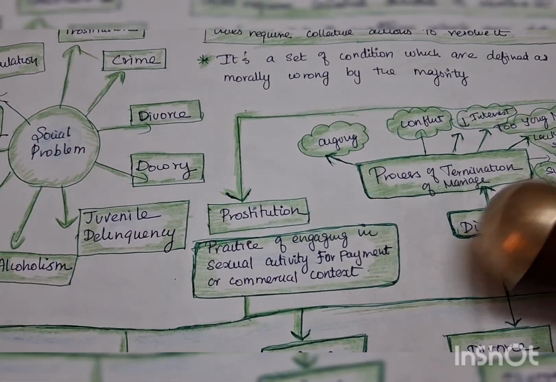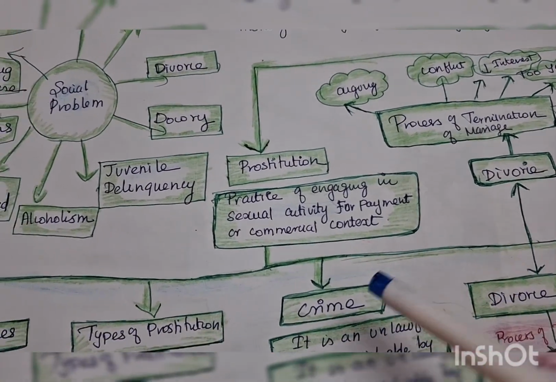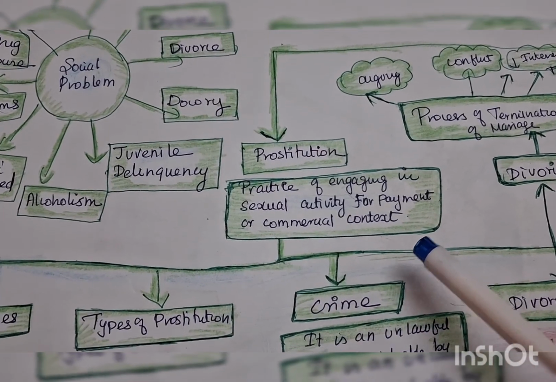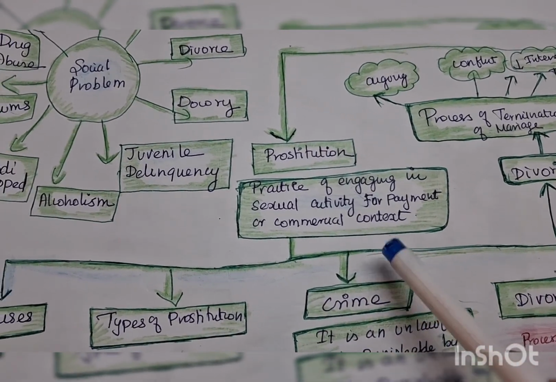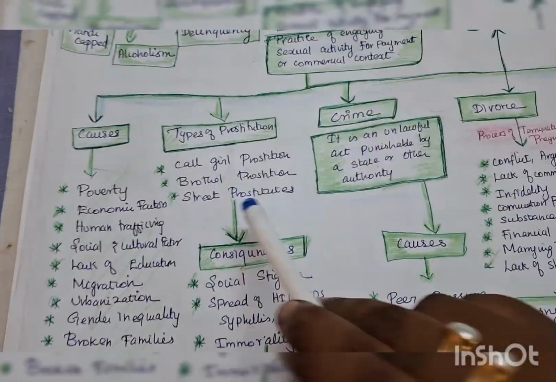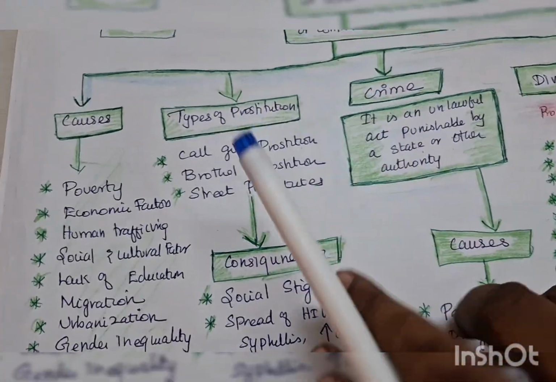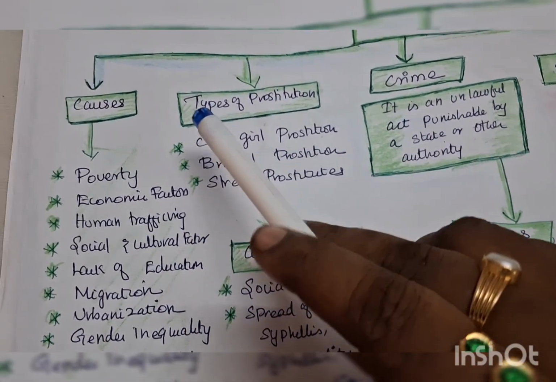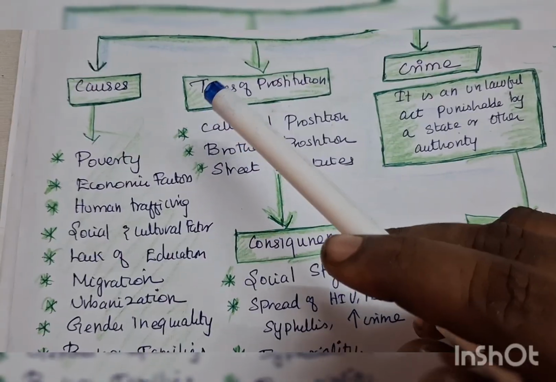What is prostitution? Prostitution is the practice of engaging in sexual activities in the form of payment or in a commercial context. Why do they go for prostitution? Why is prostitution becoming a problem? Is only India having prostitution, or is this an international problem? Sometimes there is trafficking, women trafficking, and they are trafficked and made to work as prostitutes.